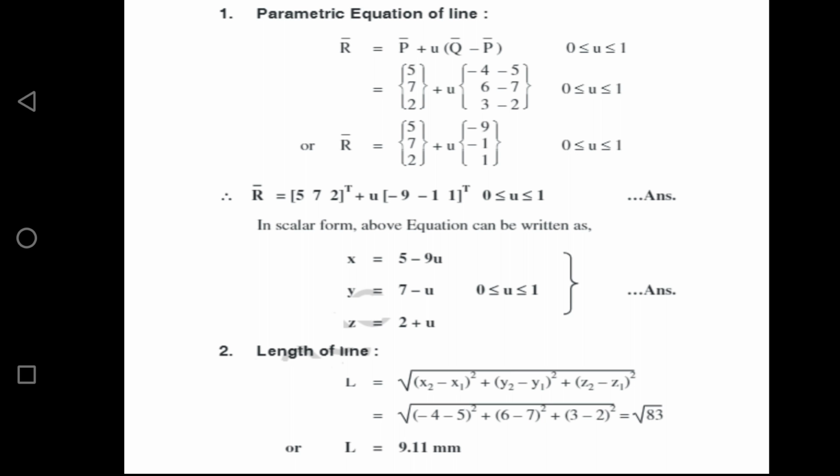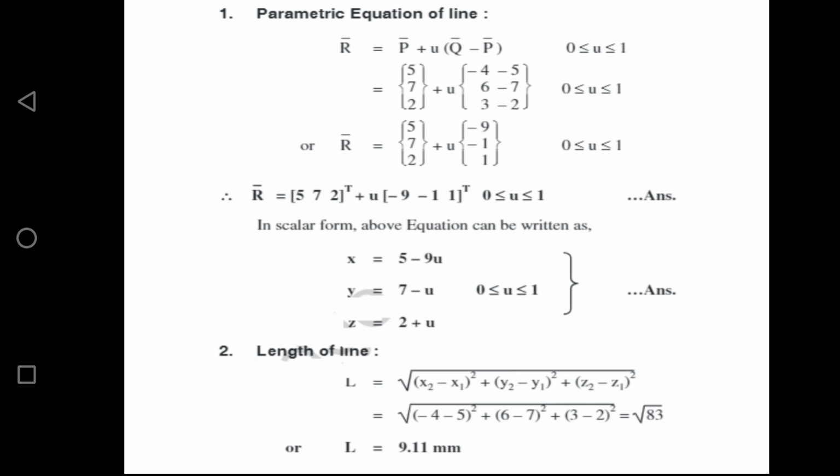We can write it in a scalar or vector form itself by transposing the matrix. So R bar equal to the transpose of (5, 7, 2) plus u into the transpose of (-9, -1, 1), where u goes from 0 to 1. So this is our parametric equation of this line.